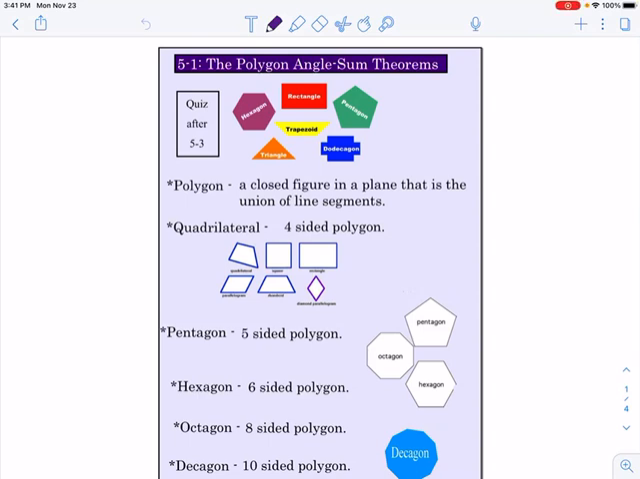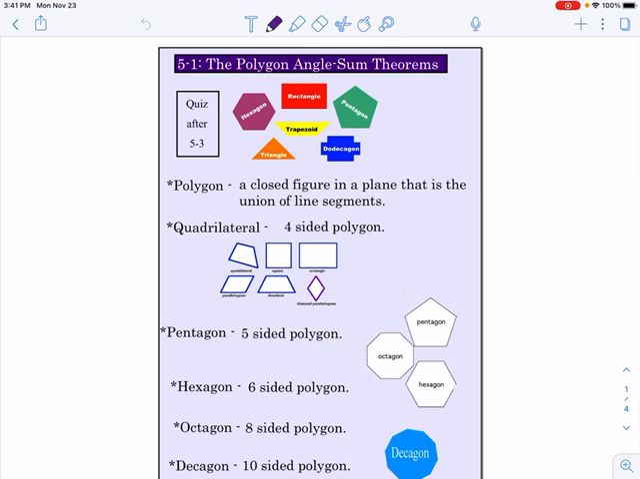Section 5.1 is called the polygon angle sum theorems. And we're going to have a quiz in this chapter after section 5.3. Right, so all a polygon is, it's a closed figure in a plane that is a union of line segments. It's a many-sided figure. Okay, and then we're going to talk about specific types of polygons.